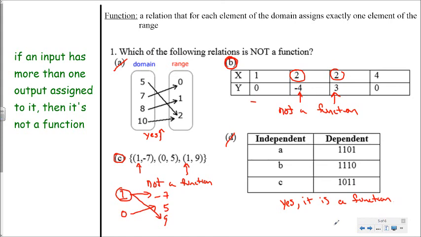We'll explore the relationships between functions, relations, domain, and range a little bit further when we come into class next time, and I will see you then.